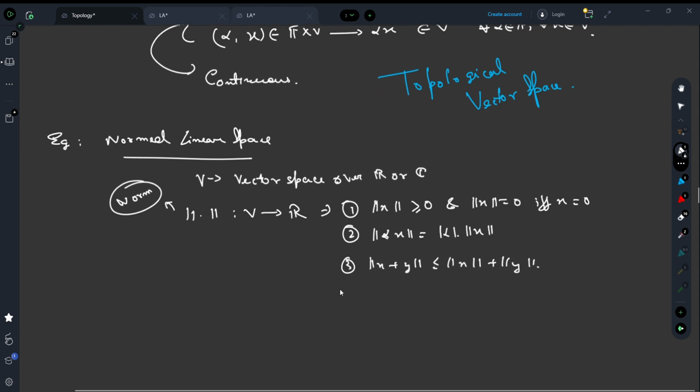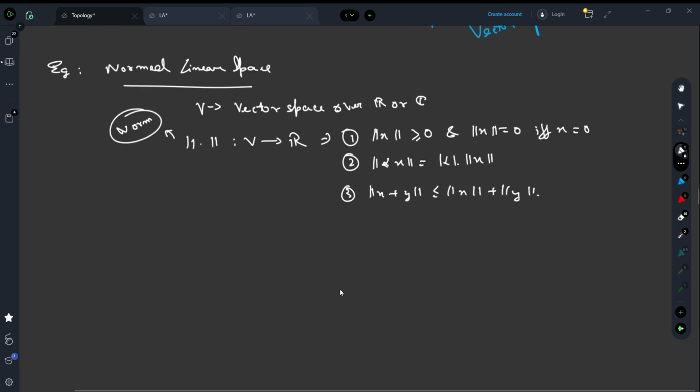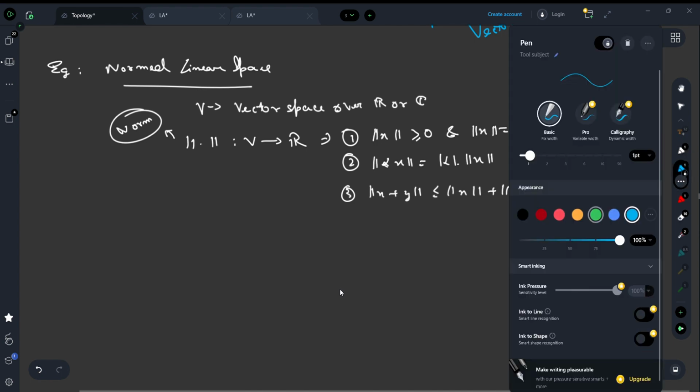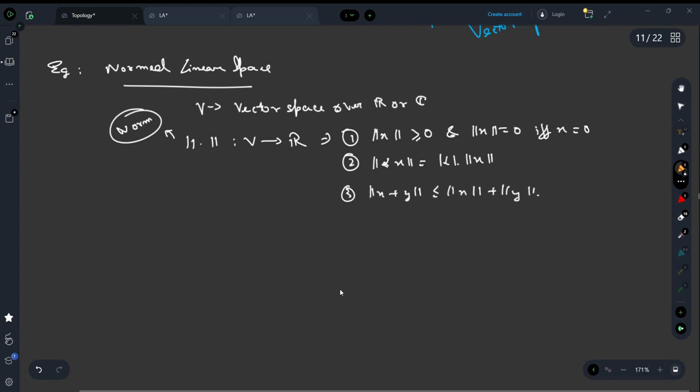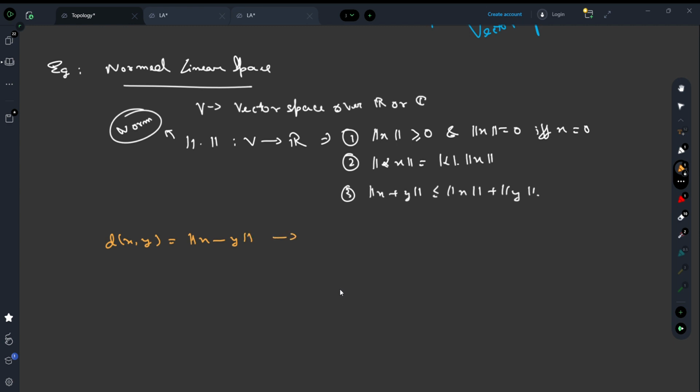Clear? So is it a topological vector space? It's very easy to see that it is a topological vector space. Why is it so? Observe that we can define a metric on V as norm of x minus y. Observe that this is well defined. I hope you know what a metric space is. It's a well defined metric.